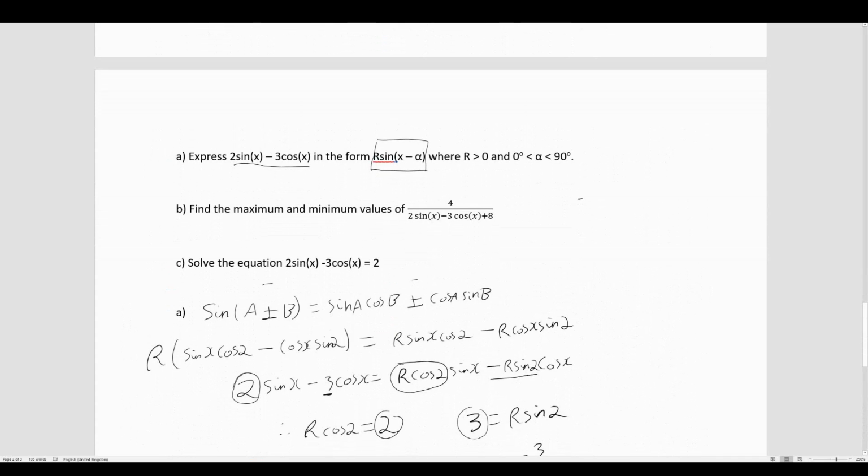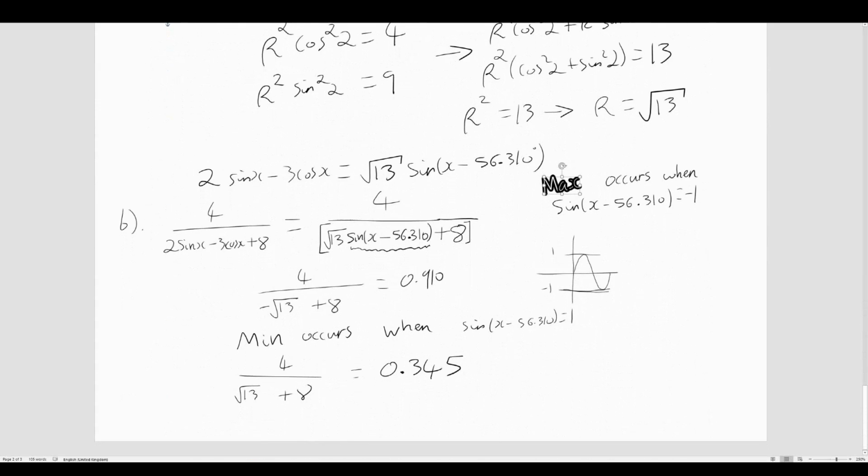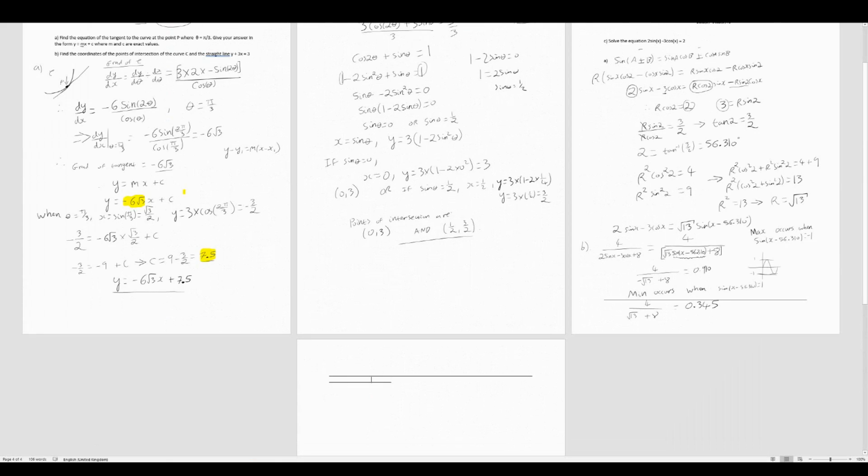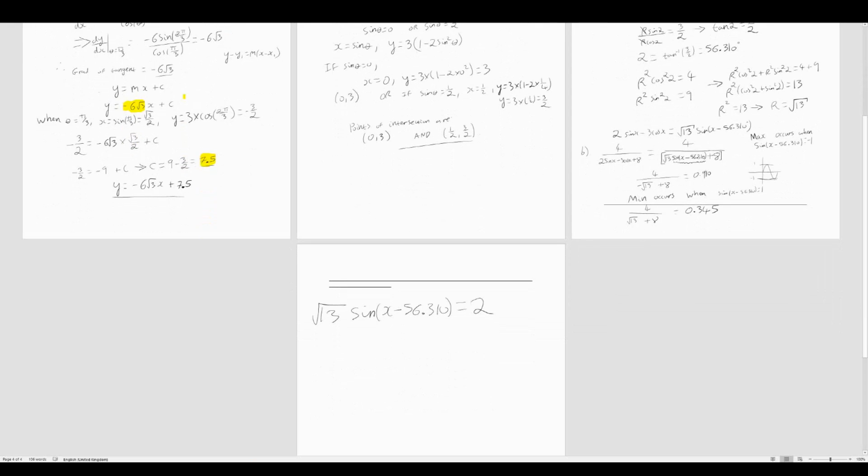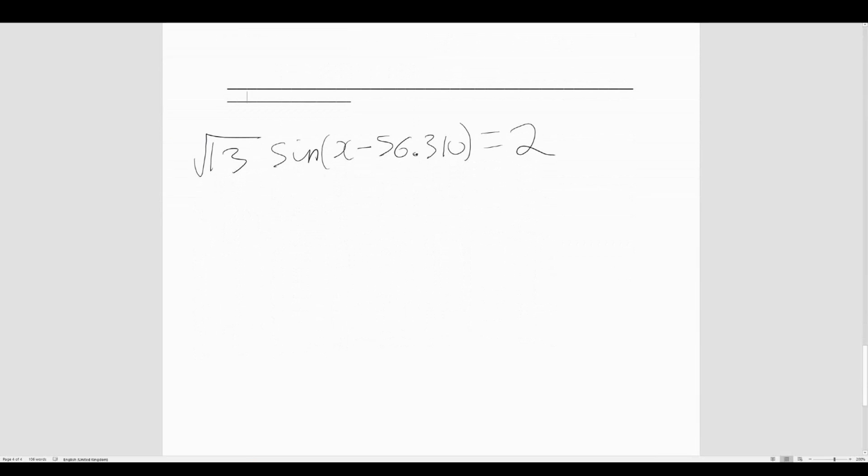Lastly, we want to solve an equation. So 2 sine x minus 3 cos x is equal to 2. So hopefully, root 13 sine of x minus 56.310 is equal to 2. Okay, that's basically what I want to solve. So to do this, first of all, I'm going to divide both sides by root 13. So I have sine of x minus 56.310 is equal to 2 over root 13.